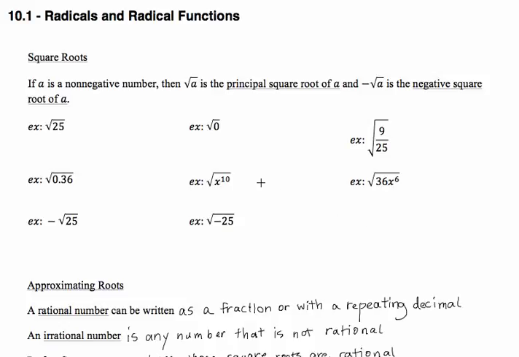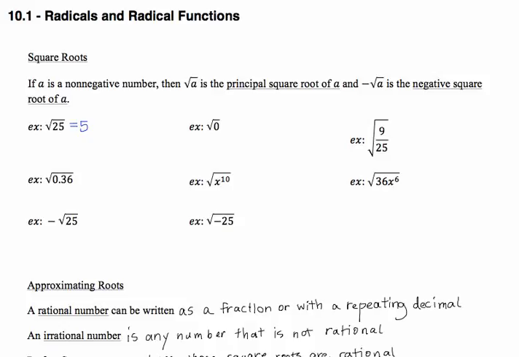Okay, when you take a square root, you take what's called the principal square root. That's typically what you'll see. The other one is called the negative square root of a. For example, the principal square root of 25 is 5. Now the negative of the square root of 25 would be negative 5. We're rarely going to use that. Square roots are defined to be the positive number.